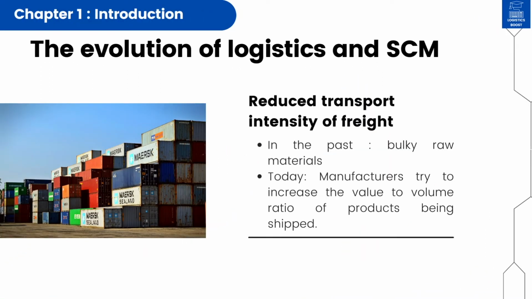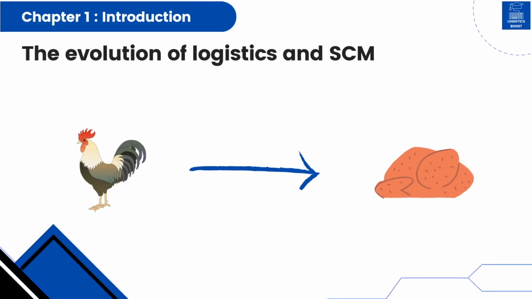It's actually a good idea to look at how some key developments in the logistics and supply chain management fields have shaped the growth of logistics over the last few decades. If we want to go back in time and see what was going on in the past, we will see how bulky raw materials dominated international trade. However, today, manufacturers try to increase the value to volume ratio of products being shipped. A simple example of this evolution can be seen in the poultry industry. Companies now prefer, rather than ship live chickens, to export ready-to-cook chicken.